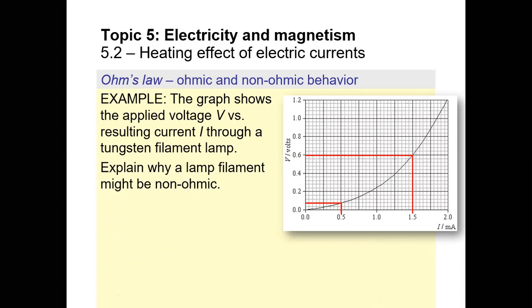Explain why the filament might be non-ohmic. As I told you, when current passes through, this filament will heat up and its temperature will increase. The temperature will not remain constant. When temperature does not remain constant, it means Ohm's law is not valid.